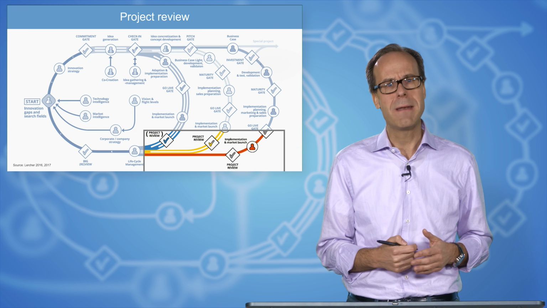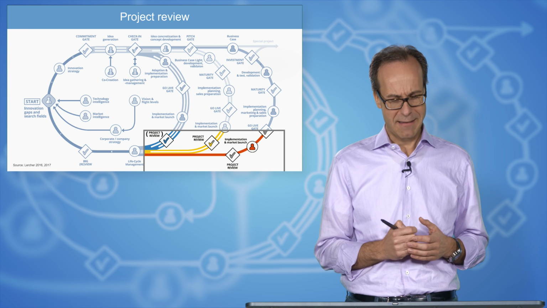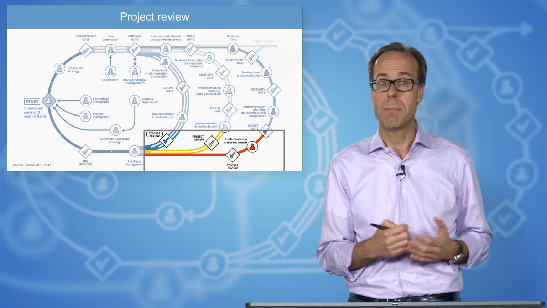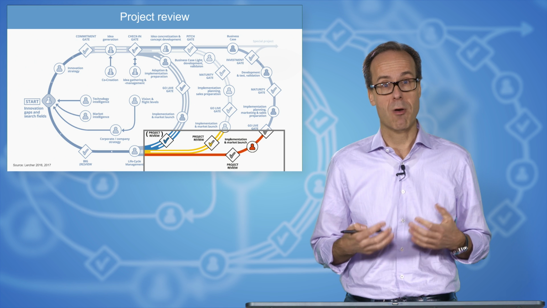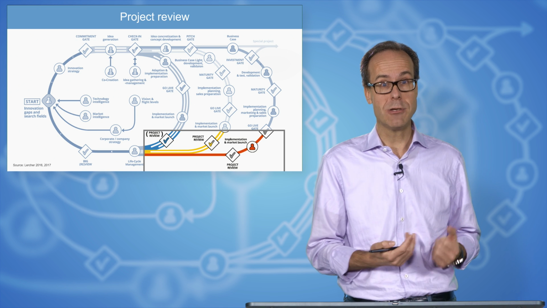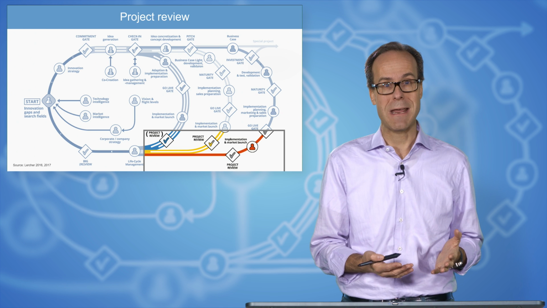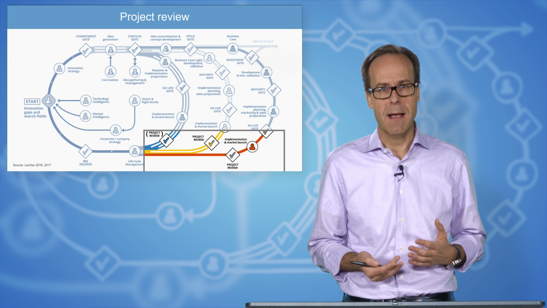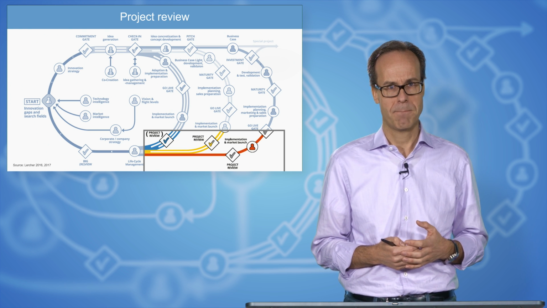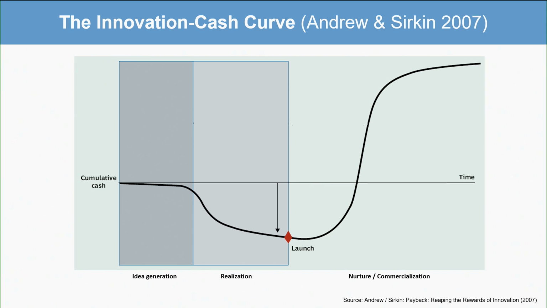So let's talk a little bit about project review. And I can say already, it's often considered to be a very boring topic. But in the top list of priorities in companies in really managing innovation, project controlling and KPIs for innovation and reviewing a project always comes up as a very high priority. As an introduction, let me introduce you to the so-called innovation cash curve, proposed by two consultants already a couple of years ago.